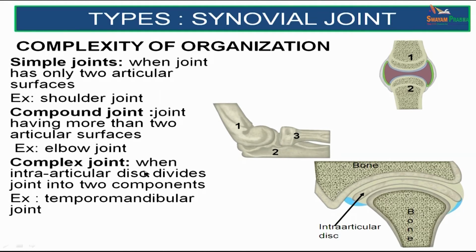Then we have a complex joint. It is a joint when the space of the joint has been divided into two compartments with the help of an intra-articular disc. So, if we look here, this is the bone above, this is the bone below, we have a joint space and in between the joint space is a disc. The disc is dividing the joint space into an upper and lower compartment. Example of such a joint is temporomandibular joint.